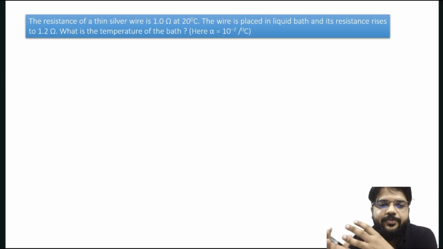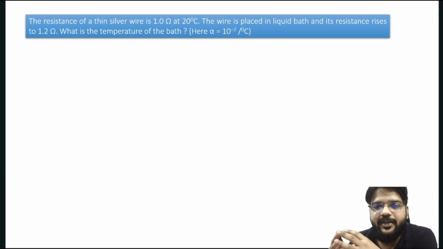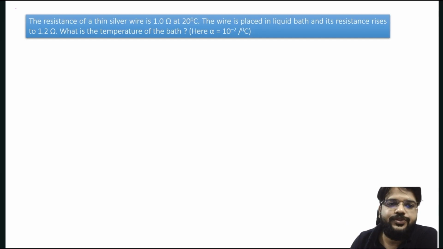Let's see one question on the basis of this concept. The resistance of a thin silver wire is 1 ohm at 20 degrees Celsius. The wire is placed in a liquid bath and its resistance rises to 1.2 ohm. What is the temperature of the bath? Here alpha equals 10 raised to minus 2 per degree Celsius. So let's see how we can do this question, everyone.